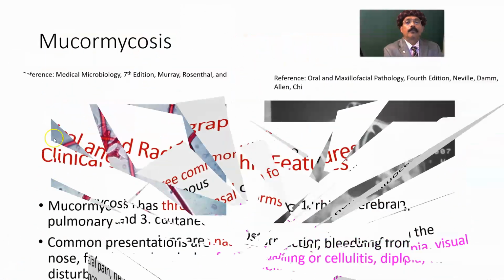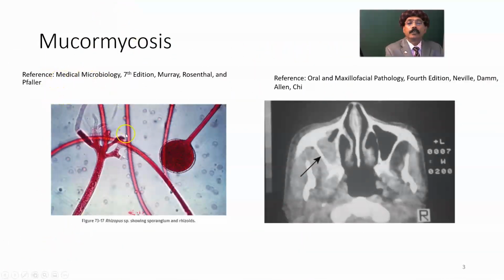Now here, this is Rhizopus species showing sporangium and rhizoids. The sporangium contains spores. These are the hyphae. They are often non-septate, they have no septum, though in most cases there may be a few septa. And this is the source of spores. The hyphae are branching almost at a 90-degree angle, like this.